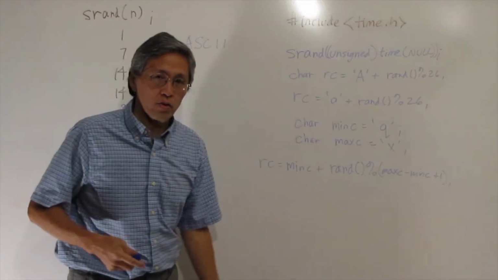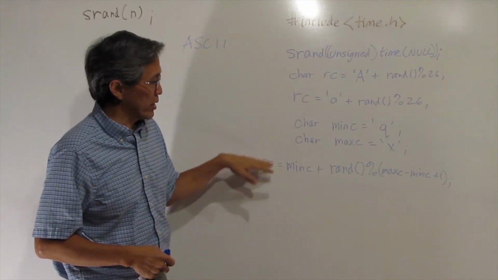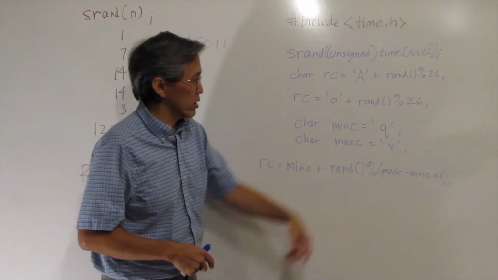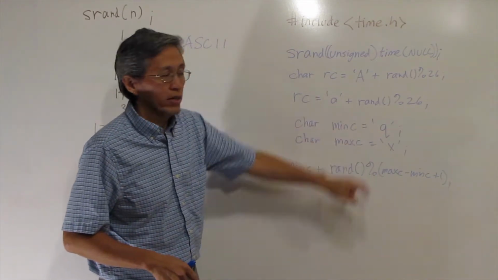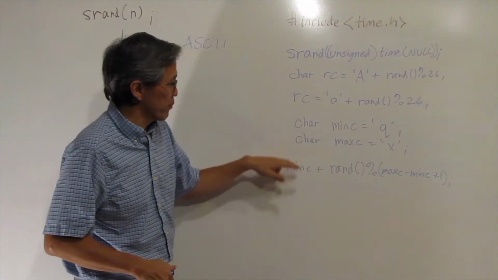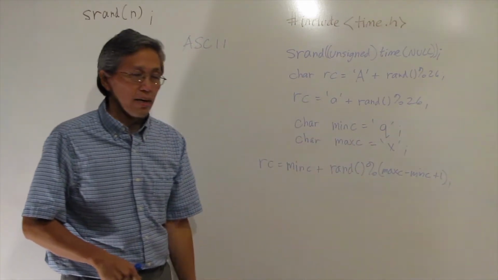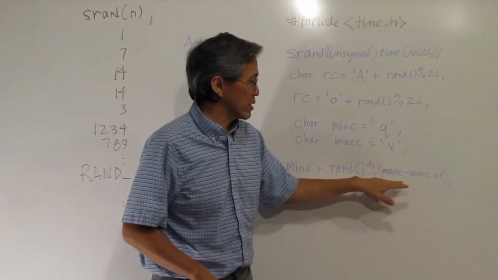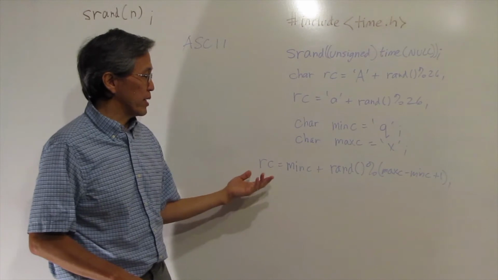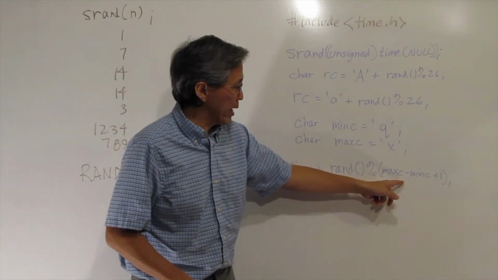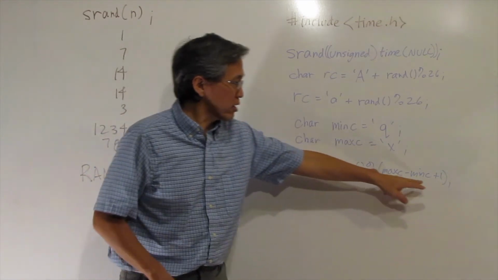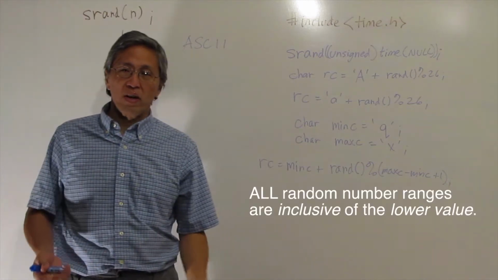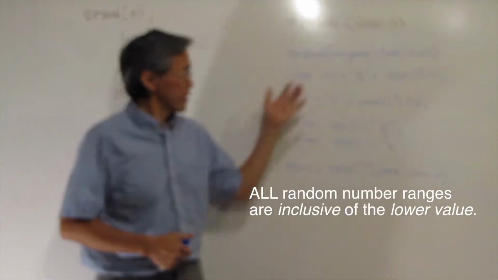But here is the general form. If I wanted to get any characters out, I could do char min_c is whatever letter. And I notice I have single quotes. Remember, characters always have to have single quotes. Char max_c is an x in this case. So if I do rc is min_c plus rand modulus max_c minus min_c plus 1, that will give me random characters between my min_c and my max_c inclusive. And this would give me some letters between q and x, inclusive of the x. So this is pretty nice.